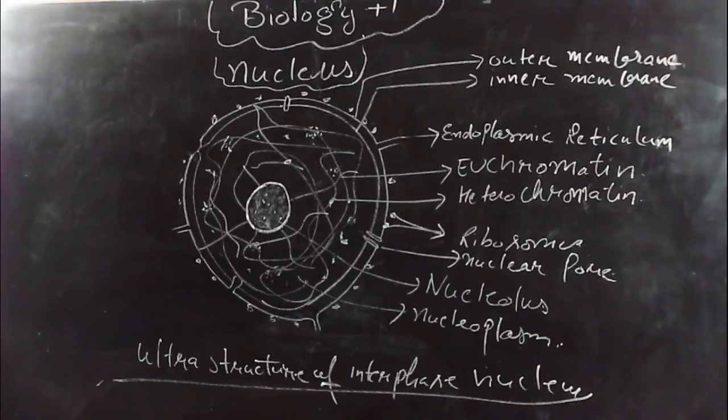Next point, the inner membrane is smooth, but the outer membrane surface bears ribosomes like the rough endoplasmic reticulum. Nuclear envelope contains a large number of pores.